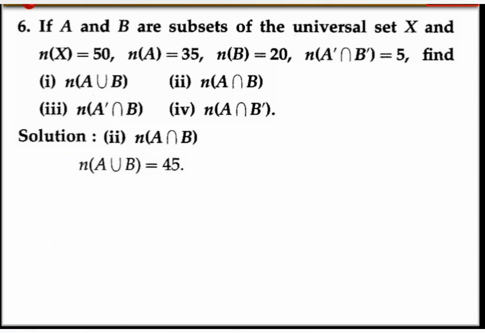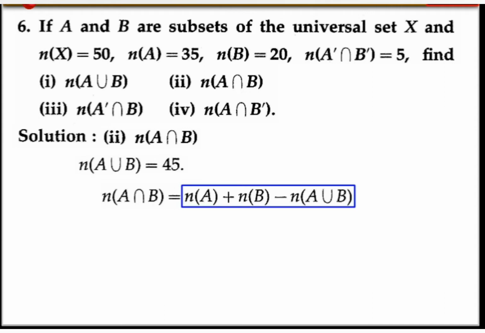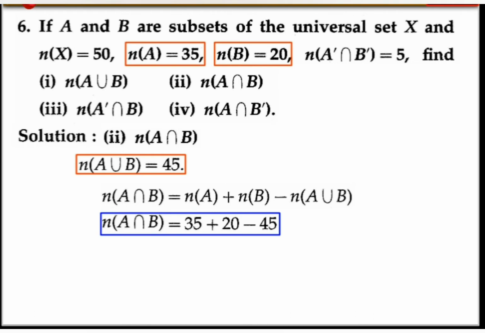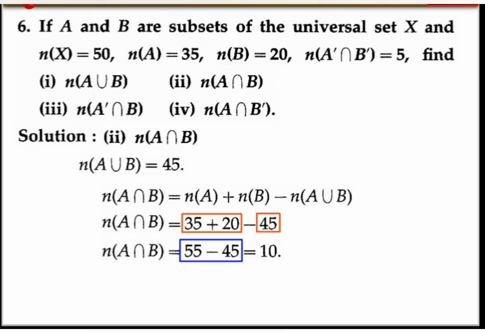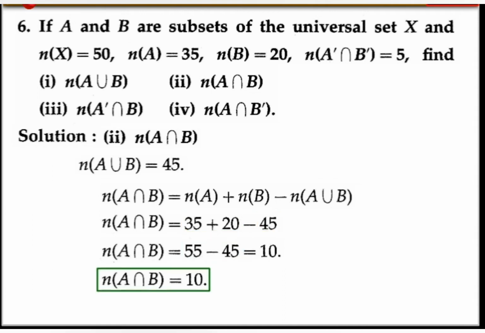Number 2. Number of elements in A intersection B. Well, the number of elements in A intersection B is equal to the number of elements in A plus the number of elements in B minus the number of elements in A union B. So it is 35 plus 20 minus 45, which is 55 minus 45, so it is 10. So the number of elements in A intersection B is 10.